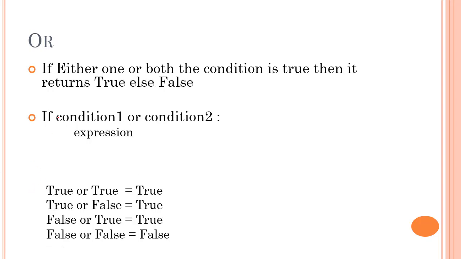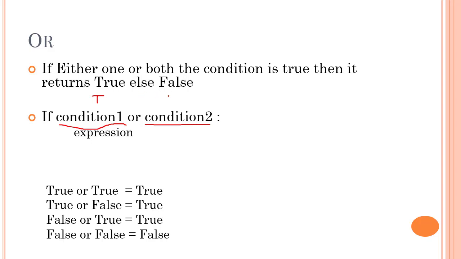So the logic behind or works in a way that if either one of the conditions is true, then it is going to return true. So if there is condition 1 and condition 2, if either one of these returns true, then it will return a complete true statement, else it will return false.